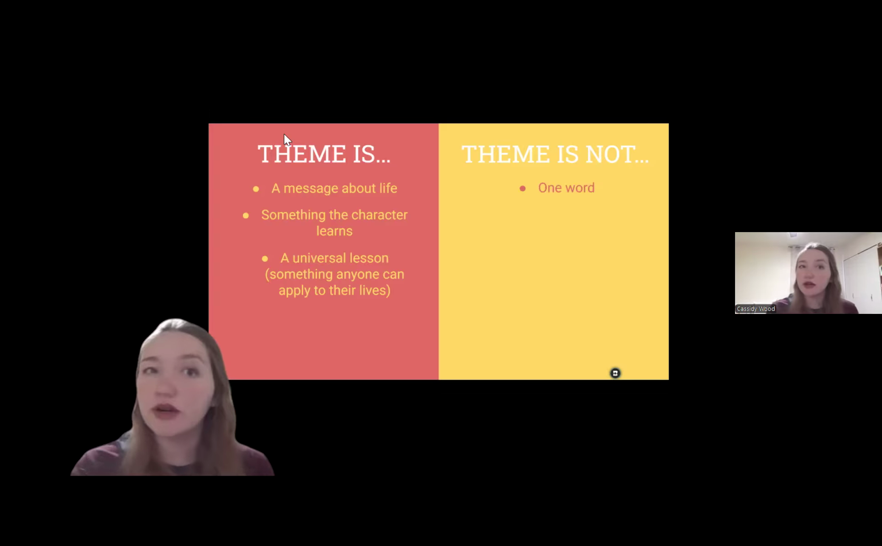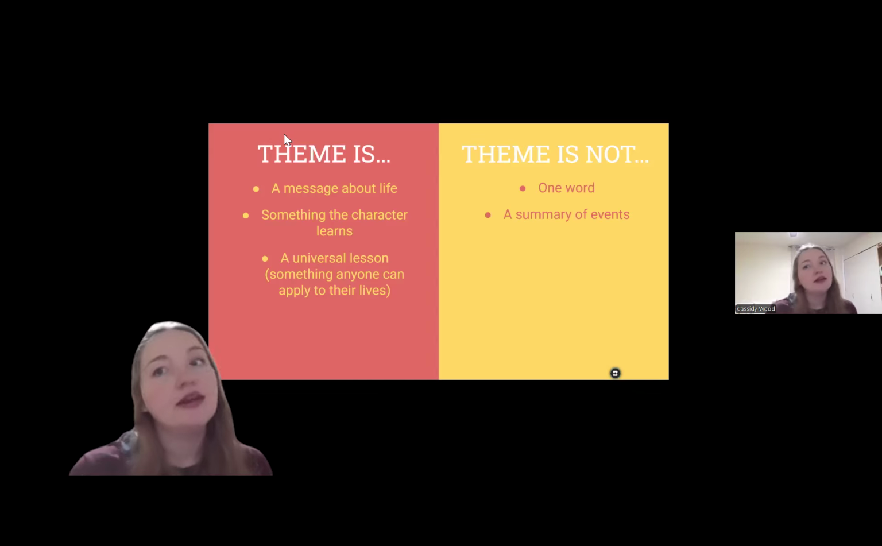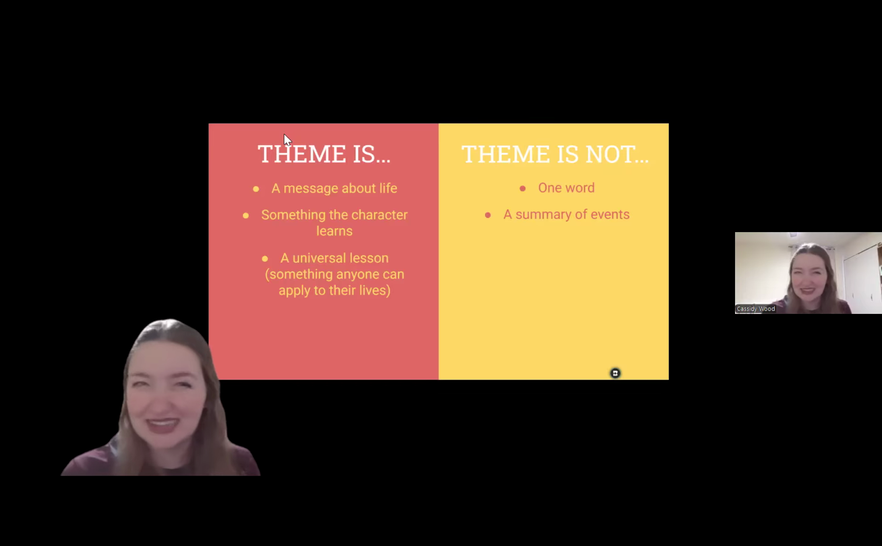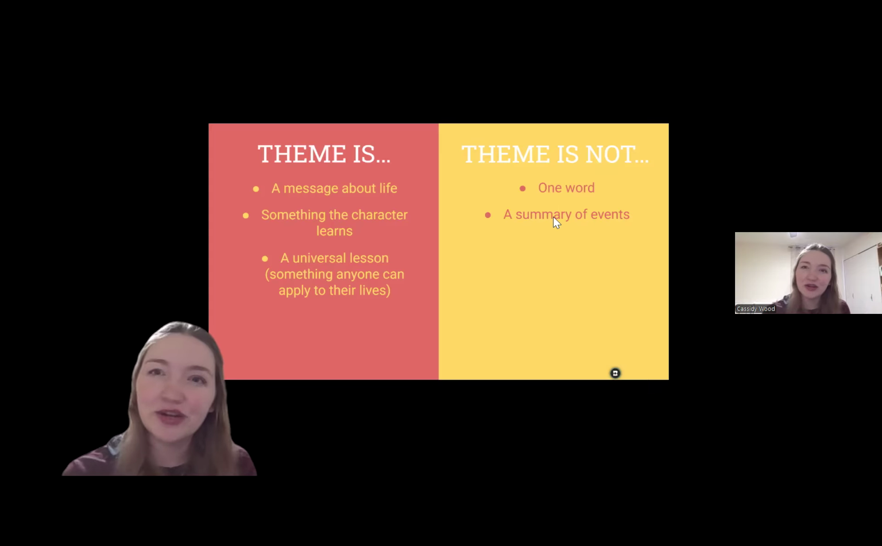Theme is not going to be one word. It's not just going to be bravery. It's not a summary of events, right? It's not like Harry Potter defeated Voldemort. That's too specific. It's not universal. And it would kind of go more here into my summary section, which a clue is it's not going to include the names of the characters.